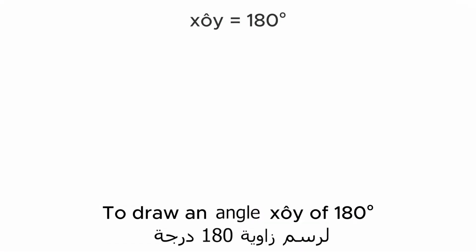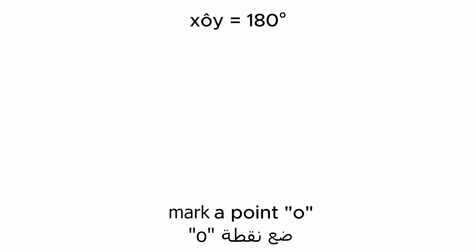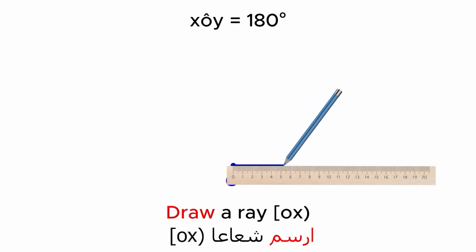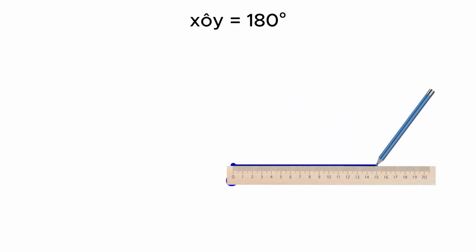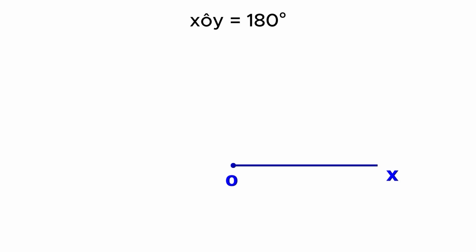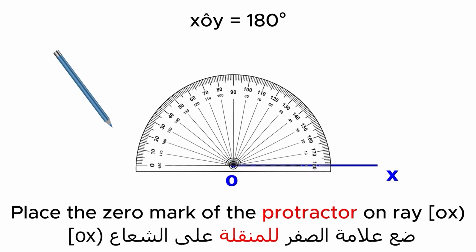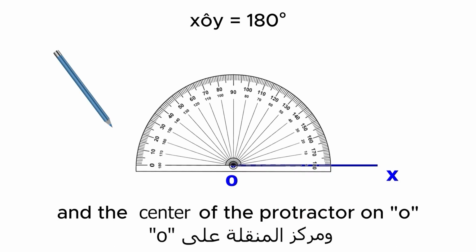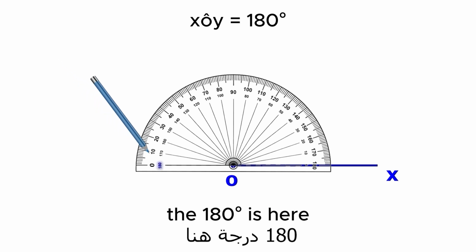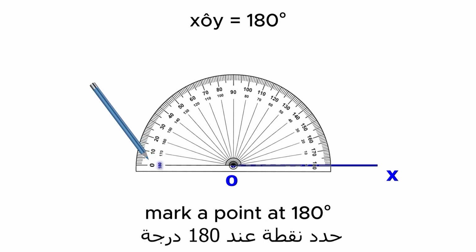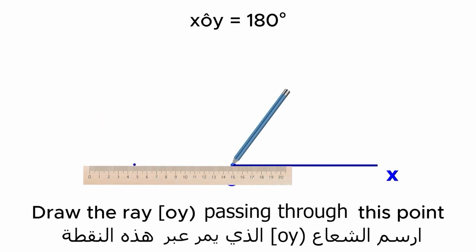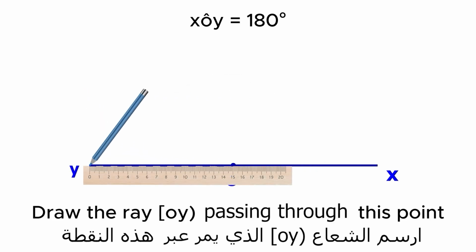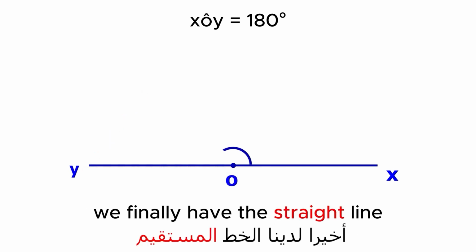To draw an angle XOY of 180 degrees, mark a point O. Draw a ray, OX. Place the 0 mark of the protractor on ray OX, and the center of the protractor on O. The 180 degrees is here. Mark a point at 180 degrees. Draw the ray OY passing through this point. We finally have the straight line.